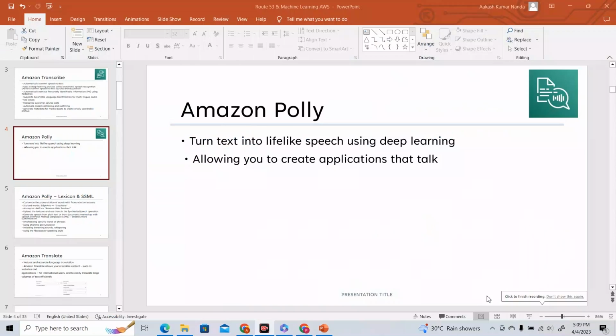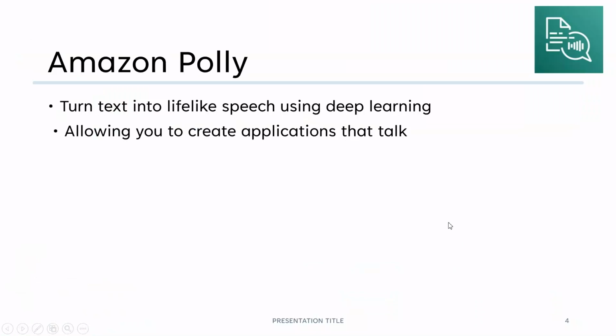Okay guys, let us talk about Amazon Polly. As the name suggests, it is used to turn text into lifelike speech. It allows you to create applications that talk, simple as that. It is the opposite of Transcribe. Transcribe converts speech to text, but here it converts text to speech.